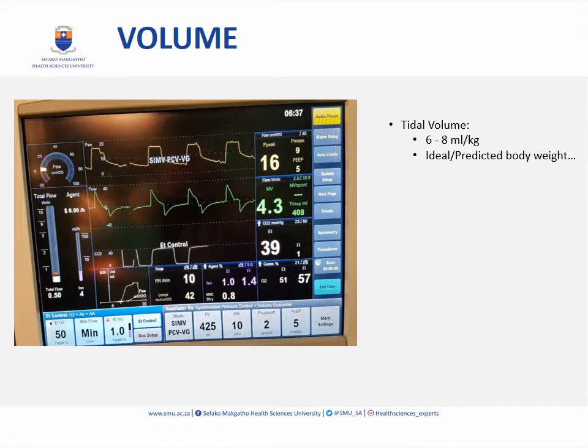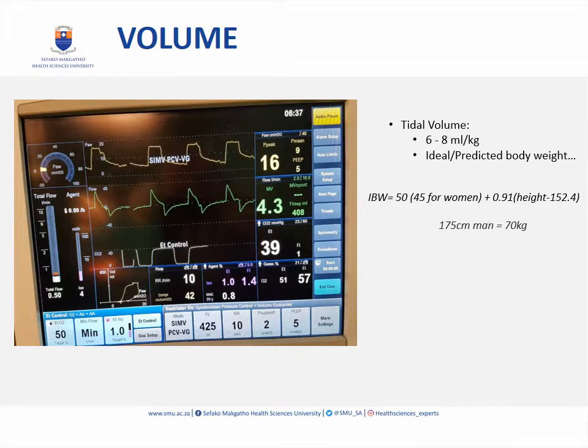Now, there is a formula for ideal or predicted body weight, and I'm not sure if I, on principle, agree with it, but the formula is 50, or 45 for women, plus 0.91 times the height of the patient minus 152.4, okay? And this is obviously in centimeters and in kilograms. The answer will be in kilograms.